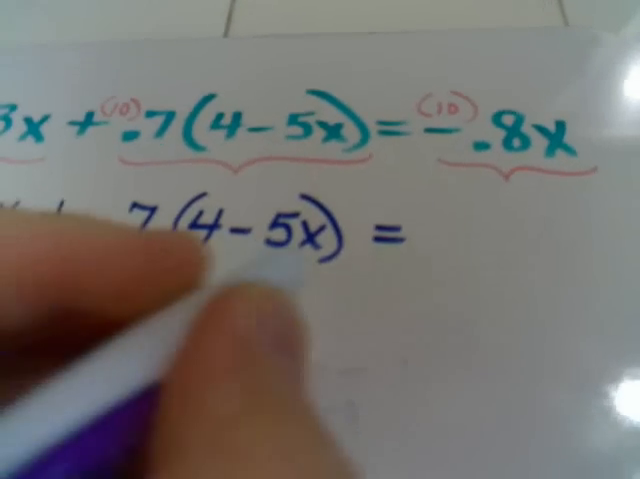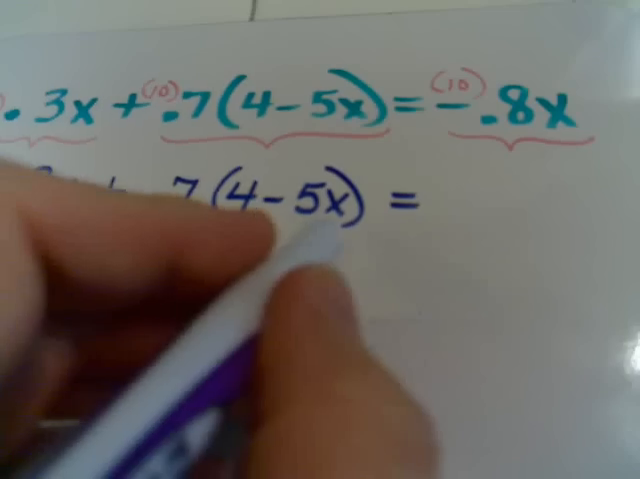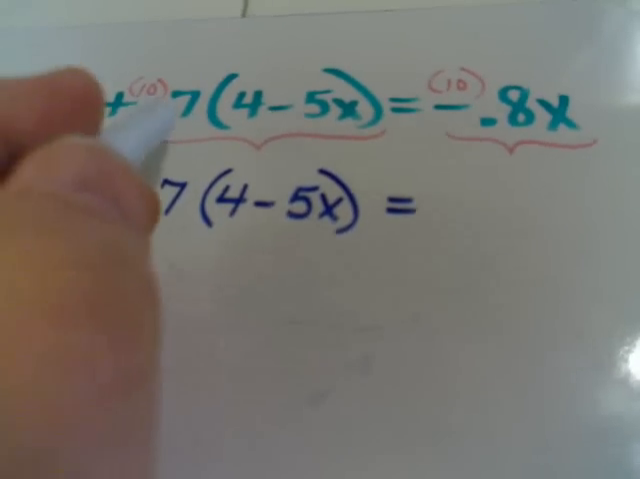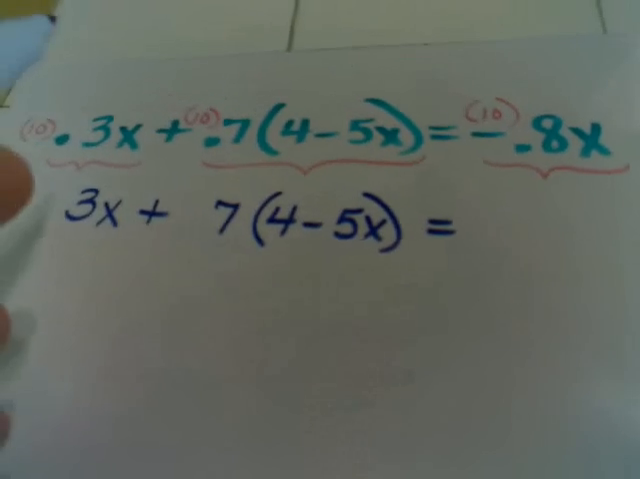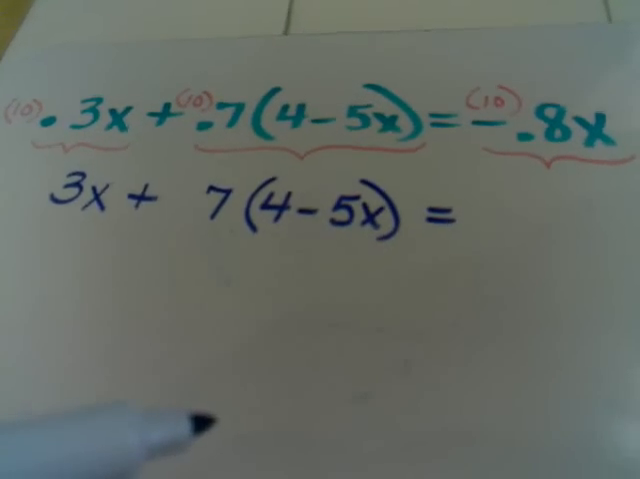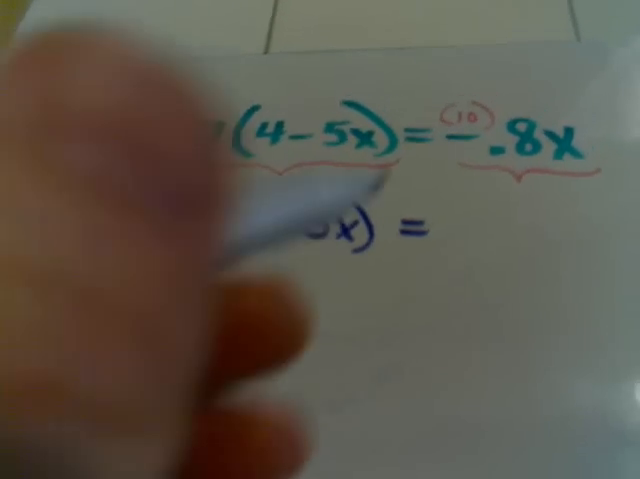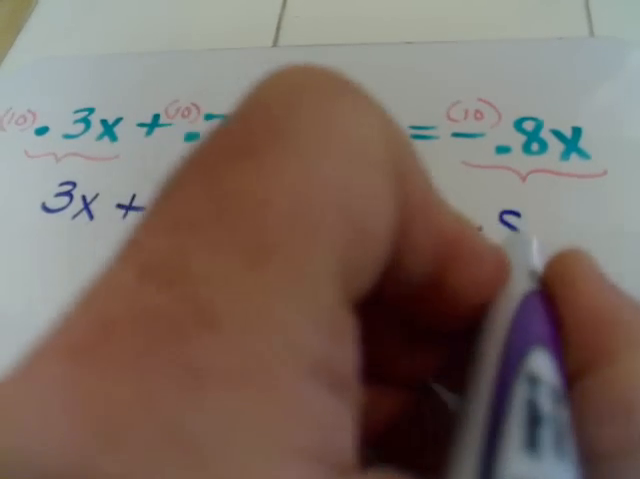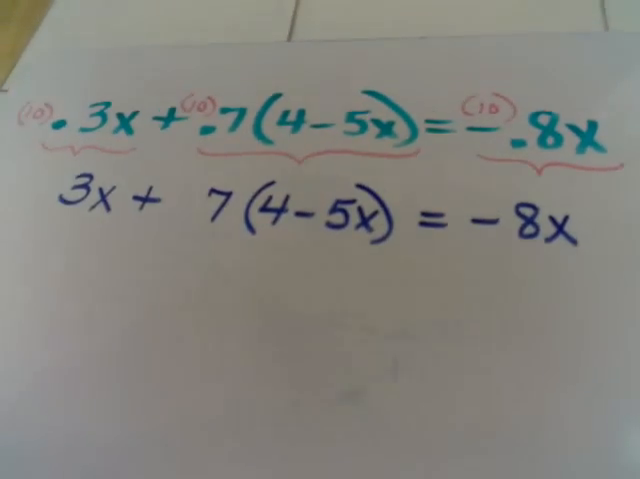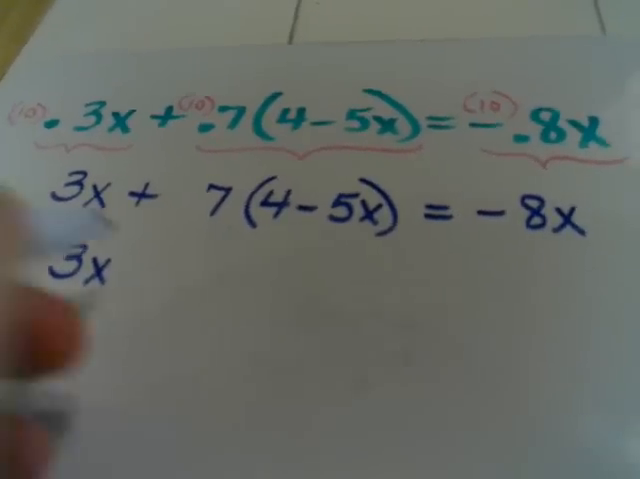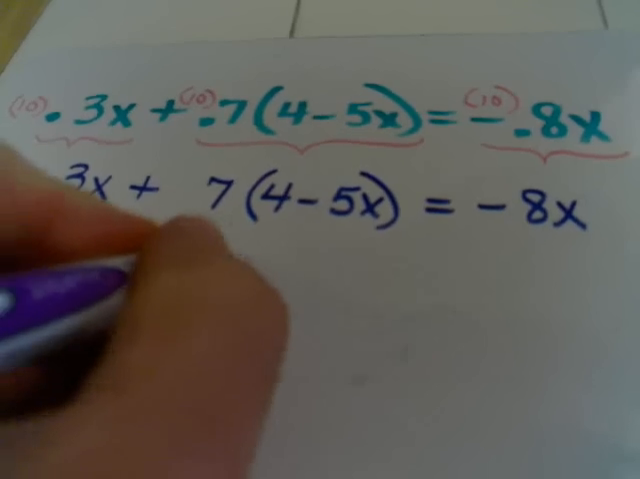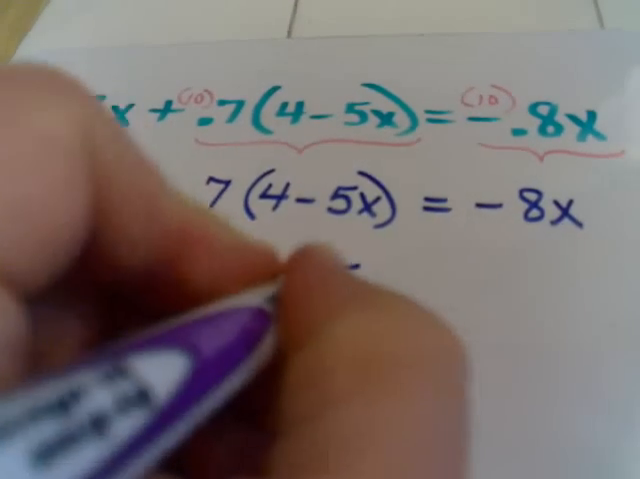Now a mistake sometimes that students make is they multiply everything inside here by 10 also. What you have to remember is this is one term, so you only multiply by 10 one time. On the next line, when I distribute the 7, it will take care of what's inside the parens. 10 times a negative 0.8x becomes a negative, or the opposite of 8x. Now it's a pretty traditional and pretty easy equation to work with. We have a 3x. We distribute the 7, which gives me 28 minus 35x.